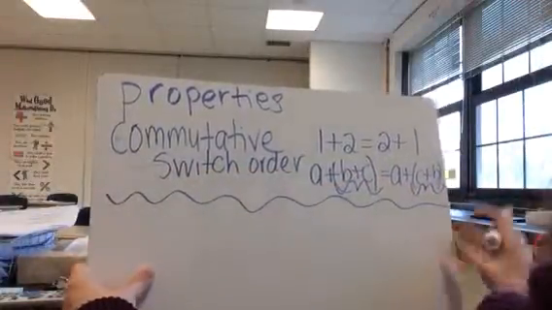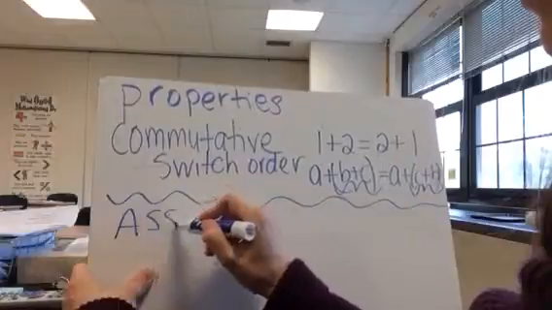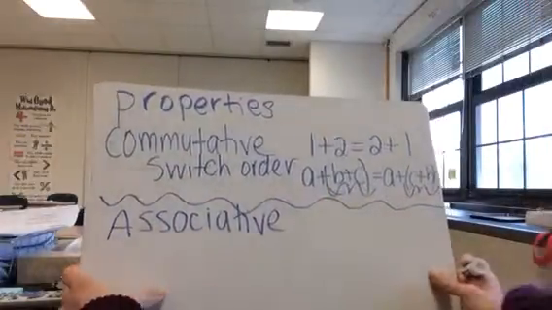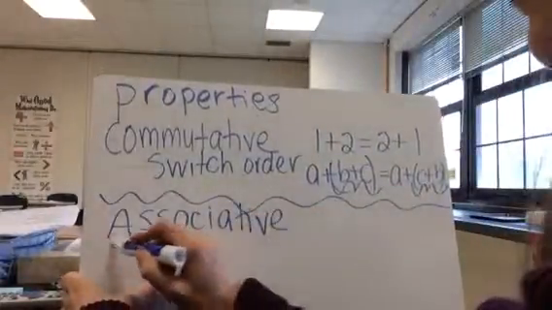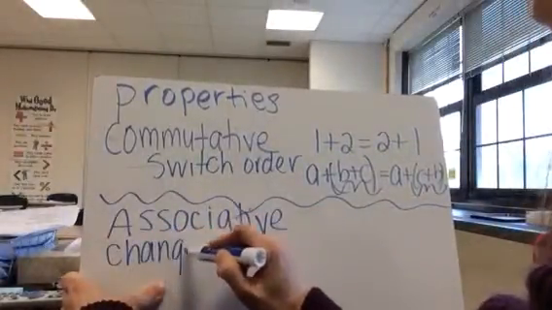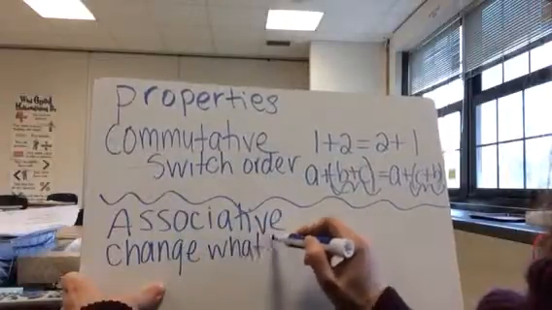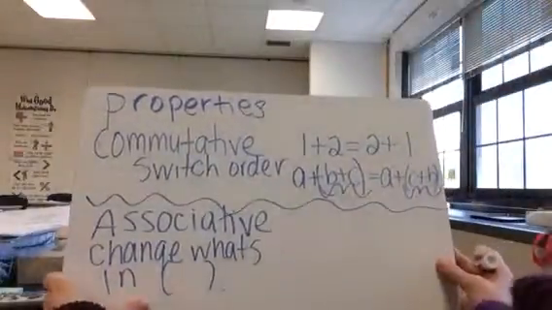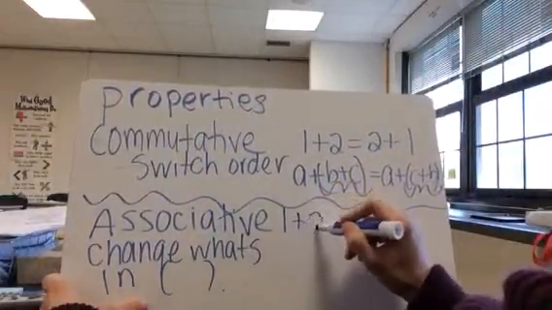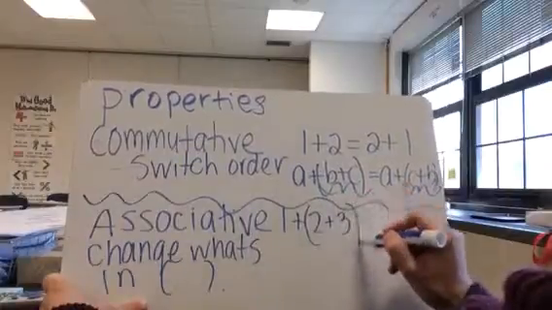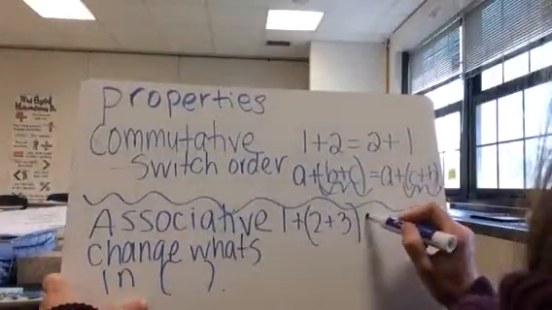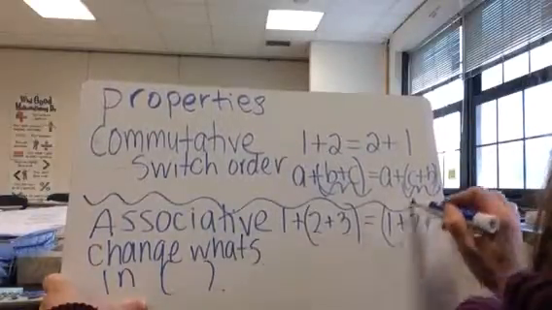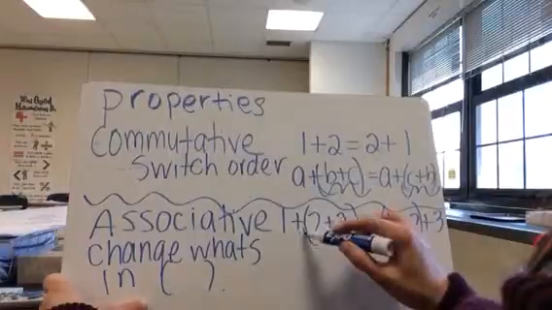Another property that they might ask you about is associative. Associative is when you change what's in the parentheses. Okay, so we're going to change what's in there. So you might have something like this: 1 plus 2 plus 3, and they have 2 and 3 in the parentheses. But then they'll have an equal sign and they'll have 1 plus 2 plus 3 again, but maybe they'll put 1 and 2 in the parentheses this time. So they changed what's in there.